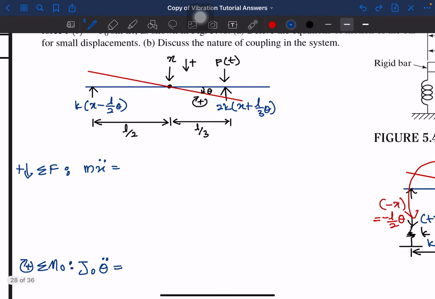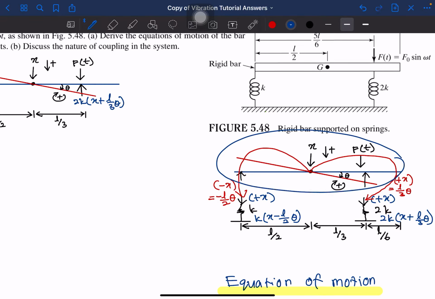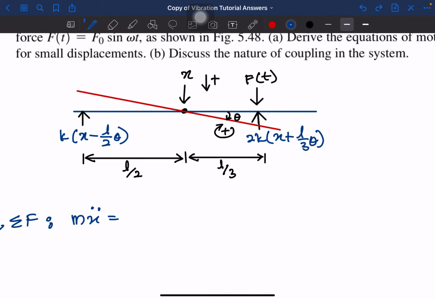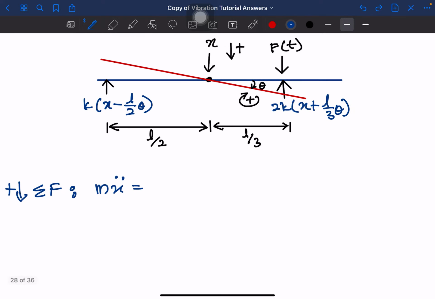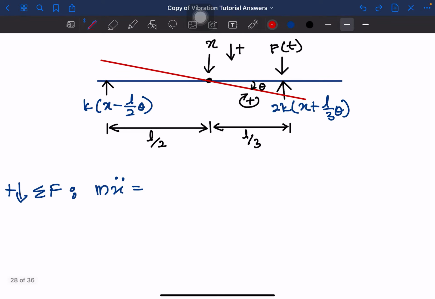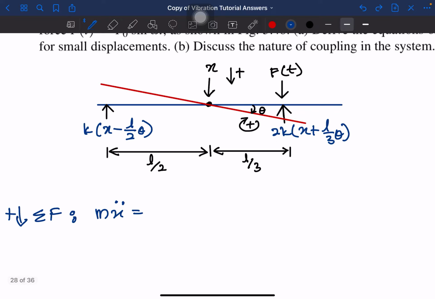So continue. Once you've done the free body diagram, take the body part, only the body part. So I get this. And then first of all, I do the summation of forces. F equals ma, right? So that's why m x double dot. X double dot is acceleration. It is a. So summation of forces equals m x double dot equals. Take a look at the body. So what's the body now? The body is the one with the blue colored line. That's the original rigid body.